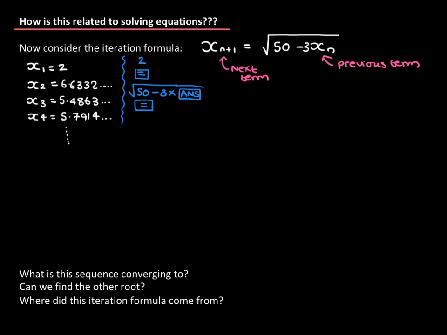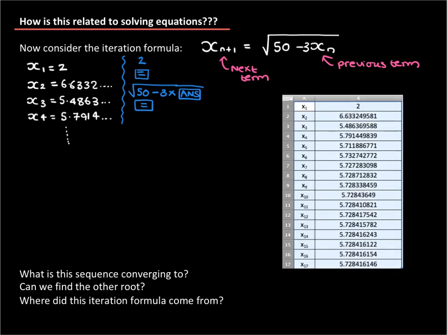Now, what you will notice is that as you generate more and more terms, the numbers change less and less, and the terms in the sequence start to become very, very similar. Now, this is a process known as convergence. We say that the terms in the sequence are converging to a particular value, and you will notice that that value is approximately 5.7284.